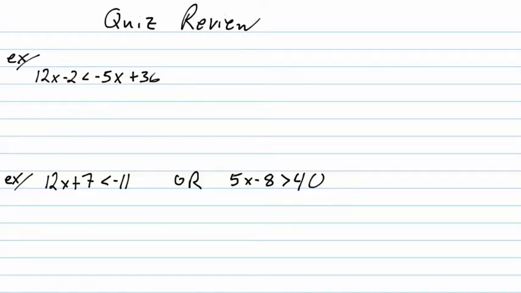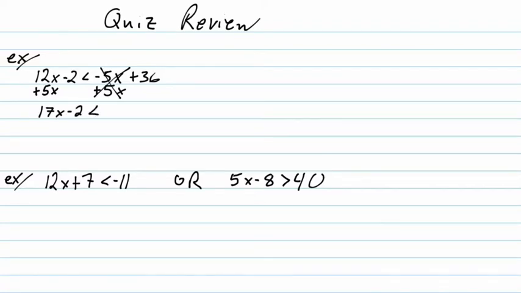So on this first one, I have 12x minus 2 is less than negative 5x plus 36. The first thing I need to do is gather my x's across the equal sign. So I take the smallest one, in this case the negative 5x, and I'm going to add it over to the 12x. That's going to cancel on this side. Then simplify. 12x plus 5x is 17x.